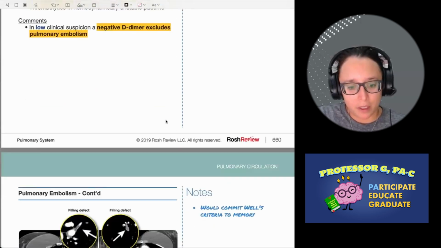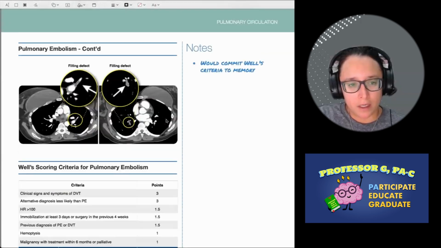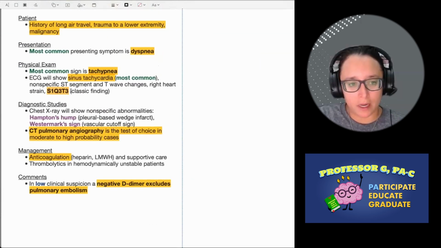I don't know if it has a picture of it. I don't think it does. Ninja Nerd had a really nice picture of the S1Q3T3.